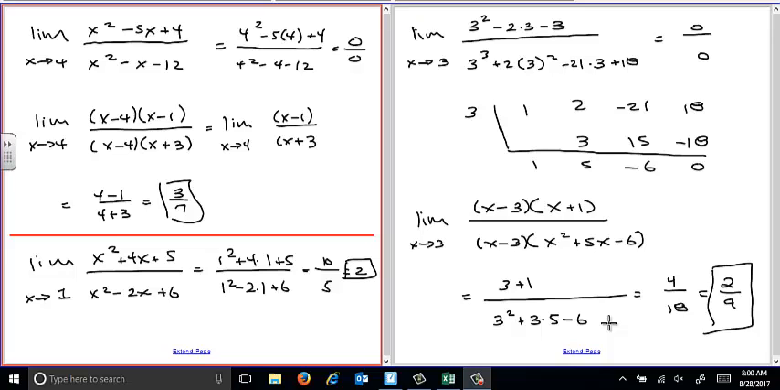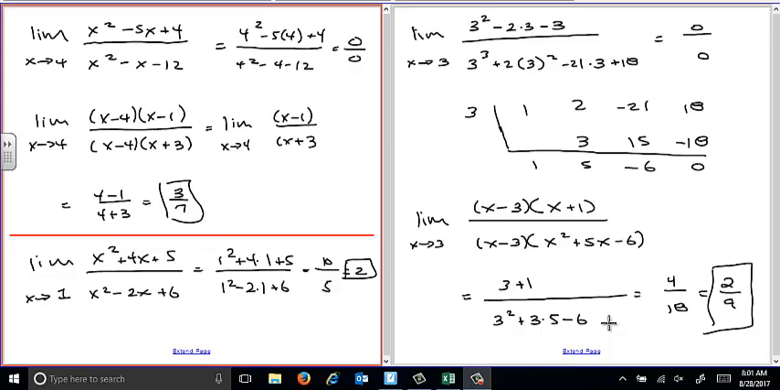Okay, so here are the solutions to the first three problems that we were working on last time. So the first problem, when you plugged in x equals 4, you got 0 over 0, which is indeterminate. And so we factored the numerator and the denominator and canceled out the common factor. And then once we did that, we just plugged in x equals 4 into the simplified expression, and I got 3/7. Hopefully I did that right.